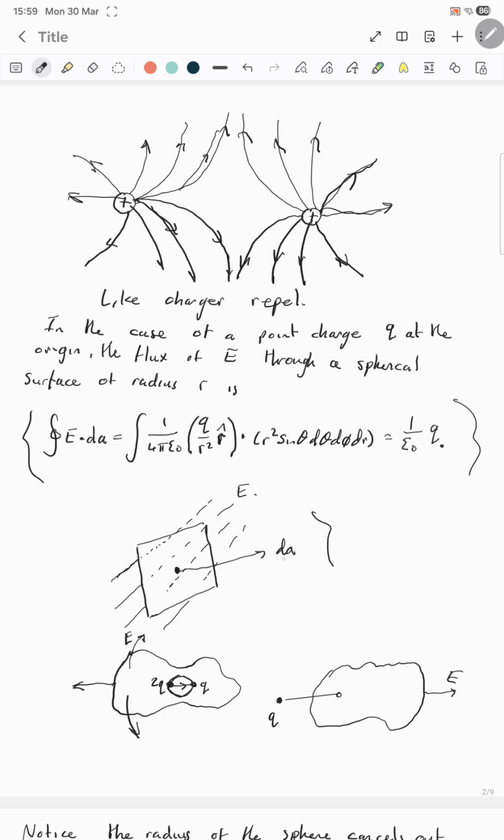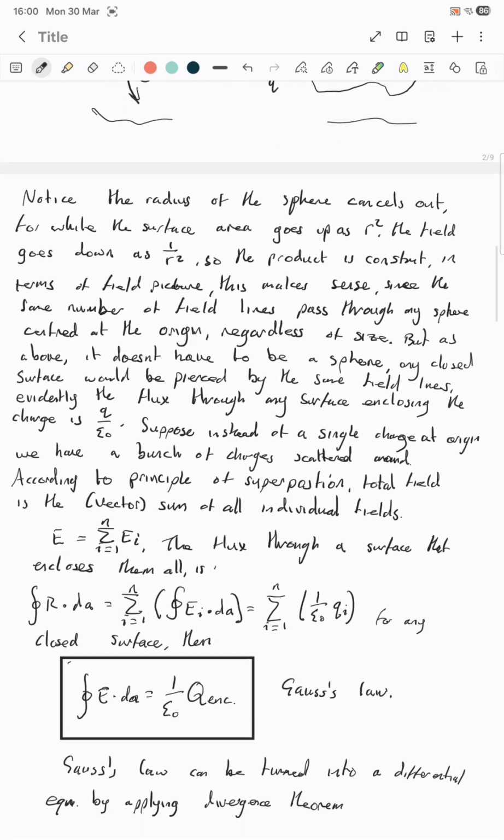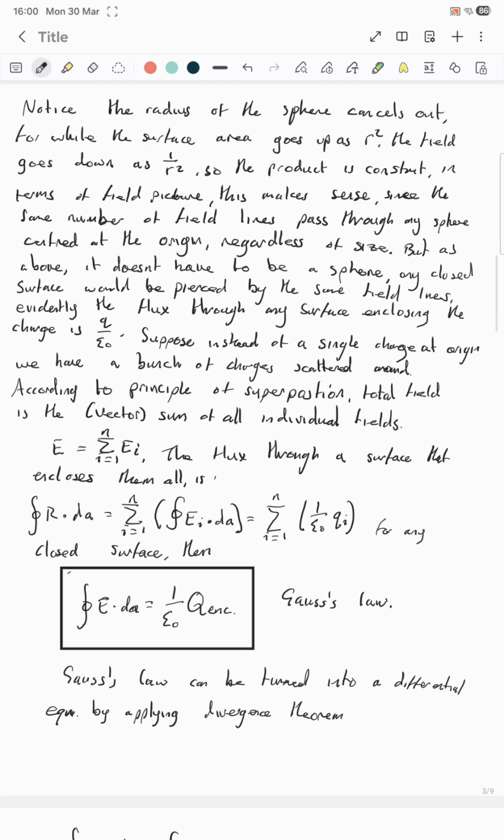Through a surface, this is a dA area element of an electric field passing through a surface, and likewise a few more are given here for some generic shapes, and a charge in the electric field passing through, which represents a flux. We notice that the radius of the sphere cancels out, since the surface area goes up as r squared while the field goes down as 1 over r squared, so the product is constant.